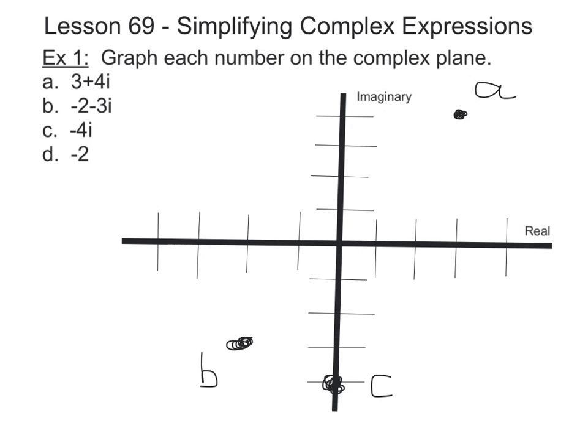And the last one, negative 2. Here we have just the real part, so we're going to march 2 units to the left and we're going to stay right on that x-axis. And that's how we graph these complex numbers. The real numbers are your x values and your imaginary numbers are your y values.